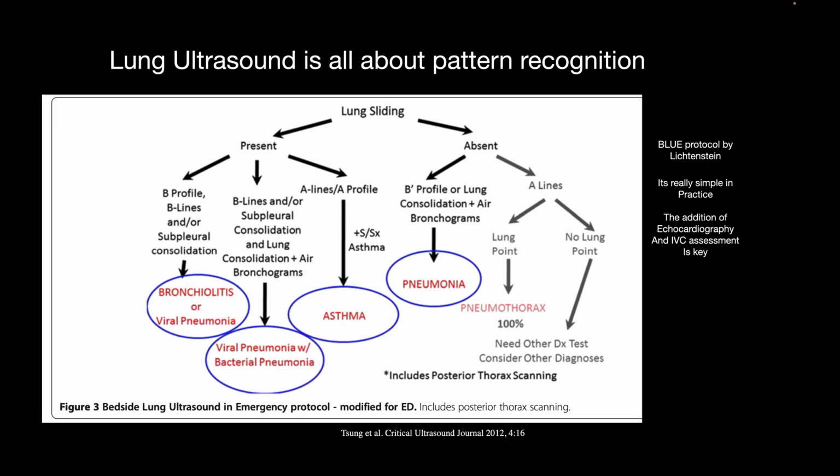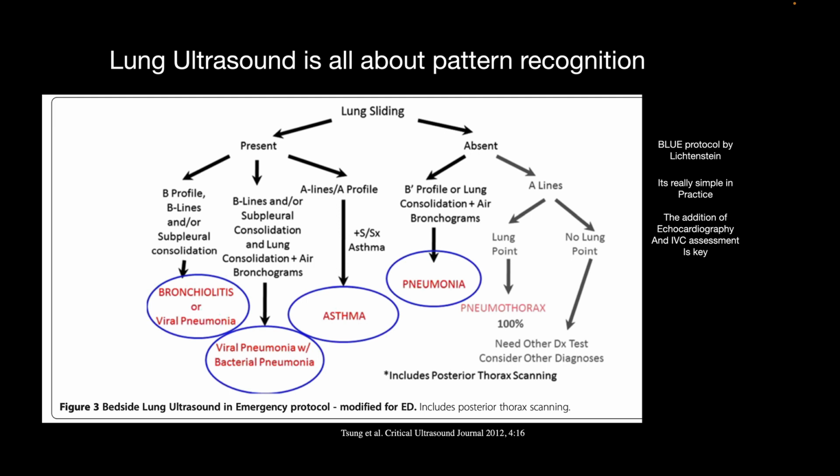And if you've got a predominantly A-line profile and the patient's looking quite short of breath, that makes you think more along the lines of asthma or COPD. So you listen, if there's a wheeze, then that makes you think that's what that is. And we haven't seen anything that looks like a pneumothorax, then that's probably the diagnosis.